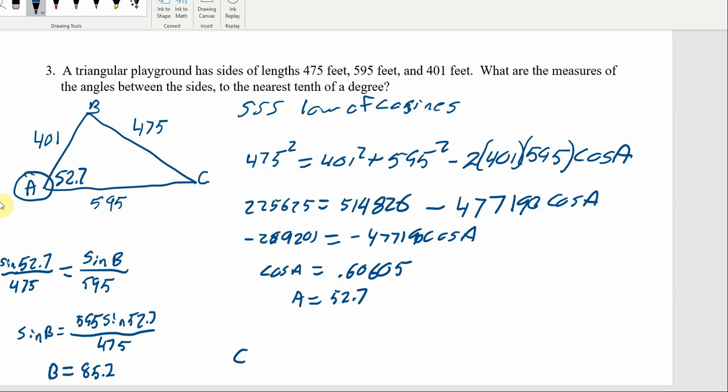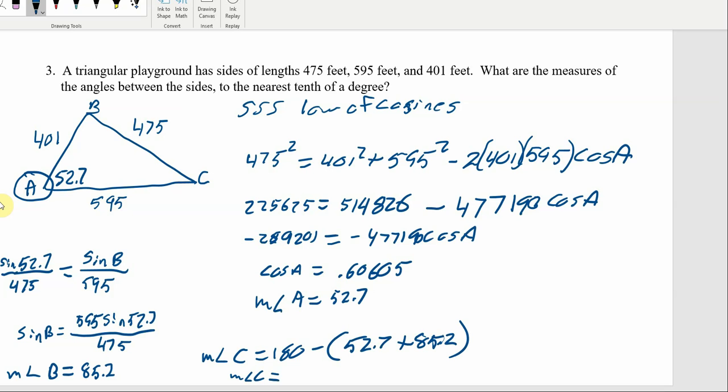Then to find the measure of angle C, actually, we should be writing these as the measure of angle. All we're going to do is take the entire triangle of 180, subtract off the sum of the other two angles, and that will give me my third angle here. And the measure of angle C is going to equal 42.1. Okay, hope that helps.